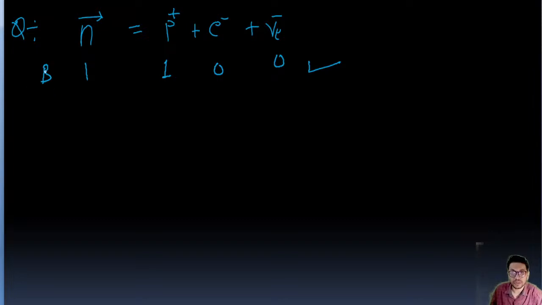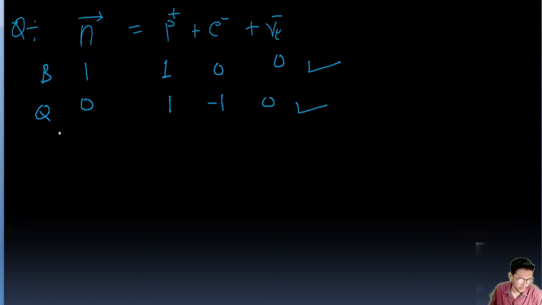Now we are going to check charge. The charge for the neutron is 0, for the proton it is 1, for the electron it is minus 1, and for the neutrino it is 0. So this is conserved, 0 equals 0.